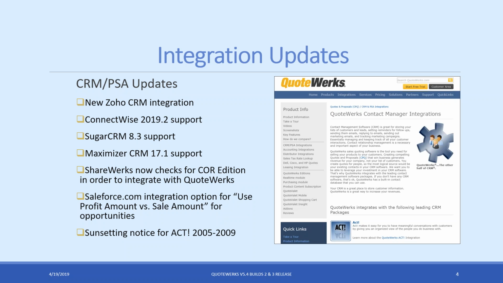For those ConnectWise users, we have added support for 2019.2. We actually added that a couple months ago. So if you've been waiting on that, it is out. It's available now. So definitely update to the latest and you'll have access to that. For our Sugar users, 8.3 is officially supported now, so you have access to that. And same thing for the Maximizer CRM users, 17.1 is fully supported as well.